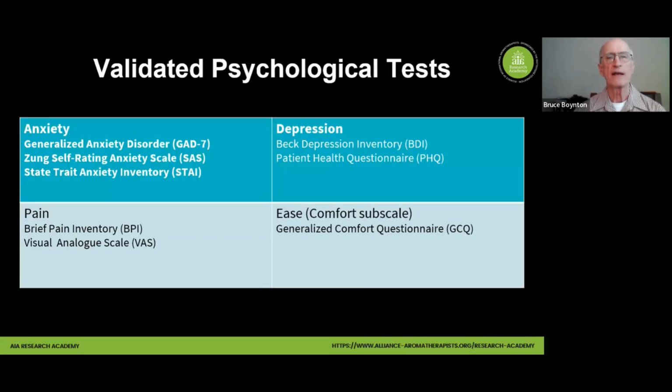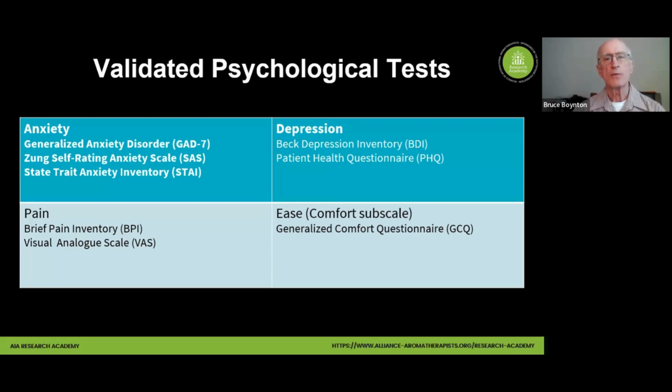Now, these are some validated psychological tests that are used in a lot of aromatherapy studies. For anxiety, we have the Generalized Anxiety Disorder test, the GAD-7, the Zung Self-Rating Anxiety Scale, the State-Trait Anxiety Inventory. There are different tests for pain. You're probably familiar with the visual analog scale with the little faces, and there's another, the Brief Pain Inventory.